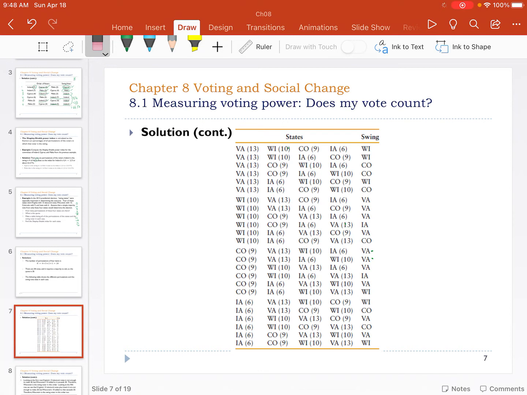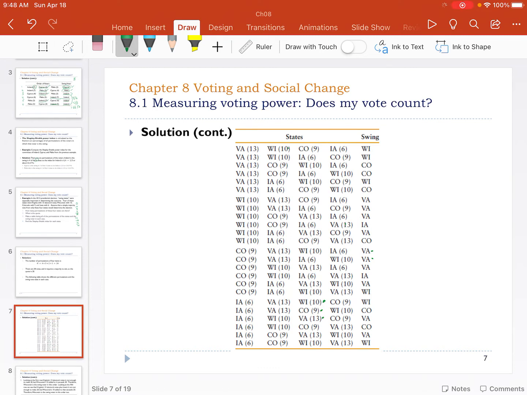Iowa, the low state, leads off in all this bottom group down here. And let's see if I can get the thing to work. Okay, so Iowa, Virginia is not enough, but Wisconsin is. So Wisconsin is the swing there. Iowa, Virginia, 19 to 28. Colorado is the swing. Iowa, Wisconsin.